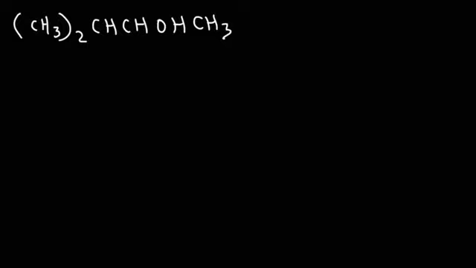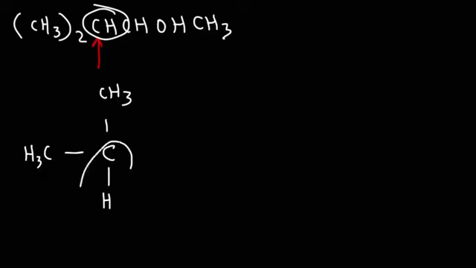Now, here's a challenge problem. Go ahead and expand this particular structure. You don't have to worry about naming it, but go ahead and expand it. What I would do is I would start with the CH group there. So we have a carbon attached to a hydrogen, and then that carbon has 2 methyl groups attached to it. So we have one over here and then another one on top. So this CH is the CH that we see here.